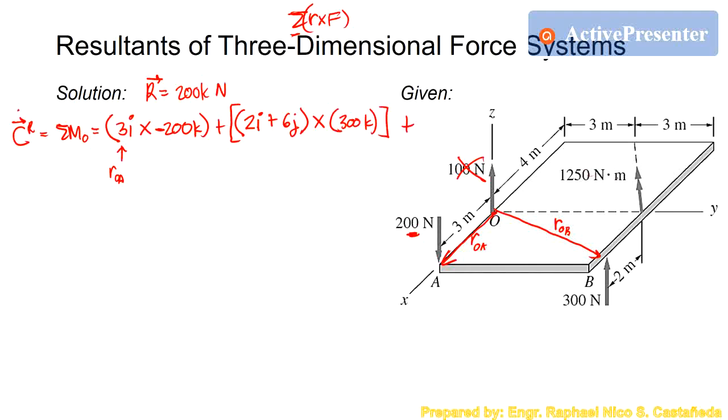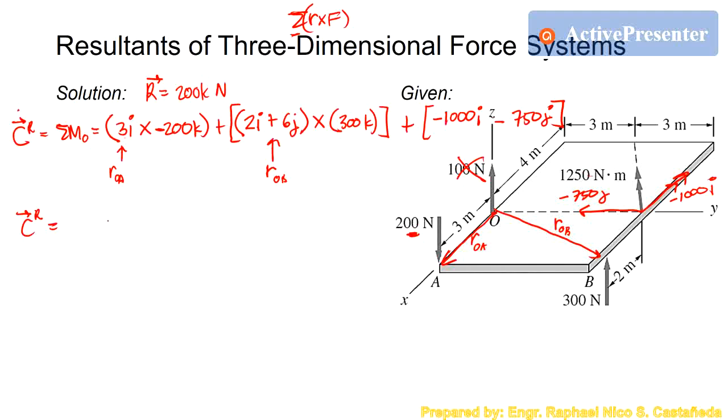Then we have plus the couple here. We know that this is negative 1000 i. Then we have negative 750 j. So plus negative 1000 i minus 750 j. So that's what will be our solution. You can do the matrix form, but we can directly solve this. For the couple resultant, remember that i cross k gives negative j, but since it is i and negative k, what will happen is positive j.